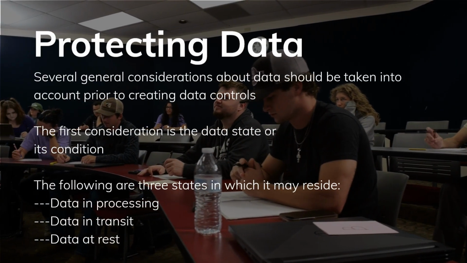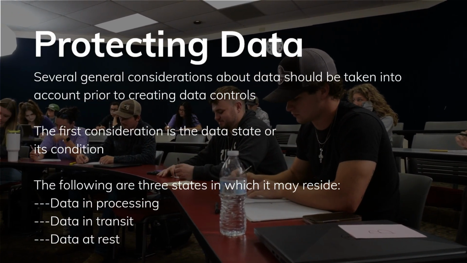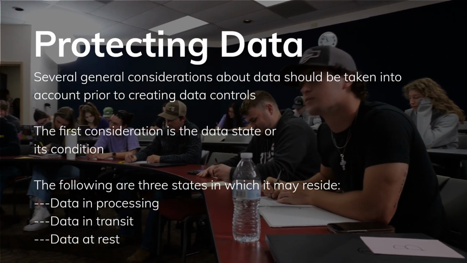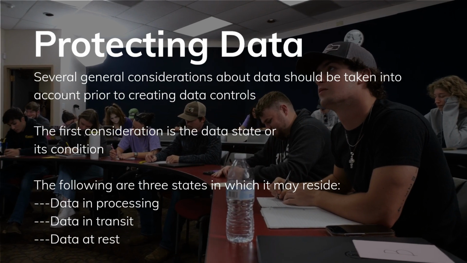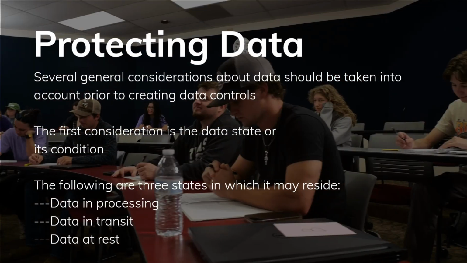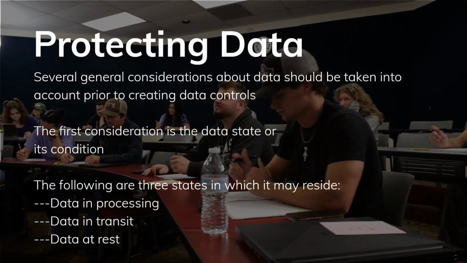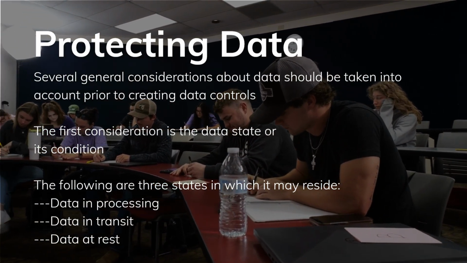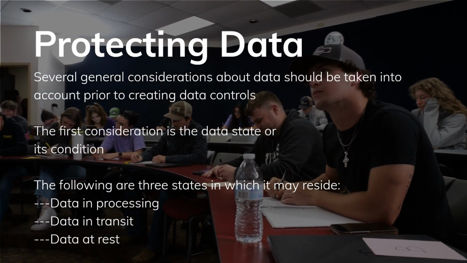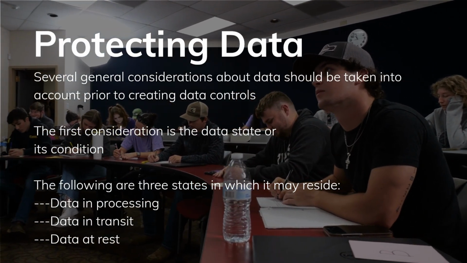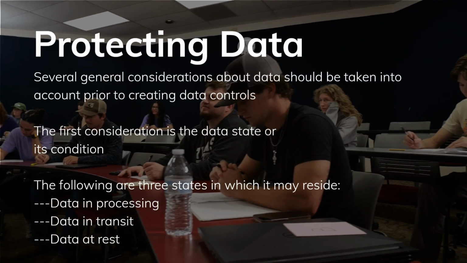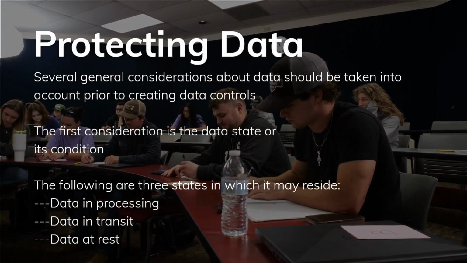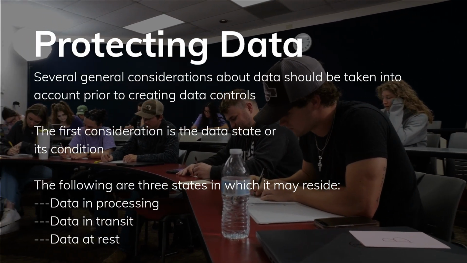When creating data controls, several general considerations about data must be taken into account to ensure effective protection. Here are the key points to consider. Data state. Understanding the state of the data is crucial, as different states require different security measures. Data can reside in one of the following three states. Data in processing. This is data actively being used or processed by applications. It requires protection against unauthorized access and tampering during the processing phase.